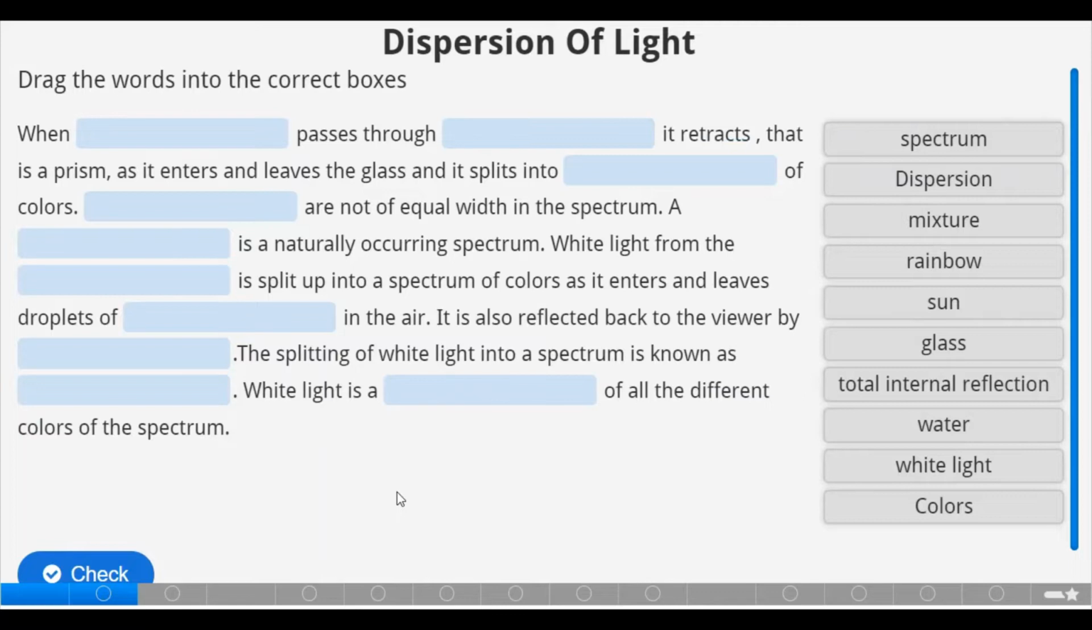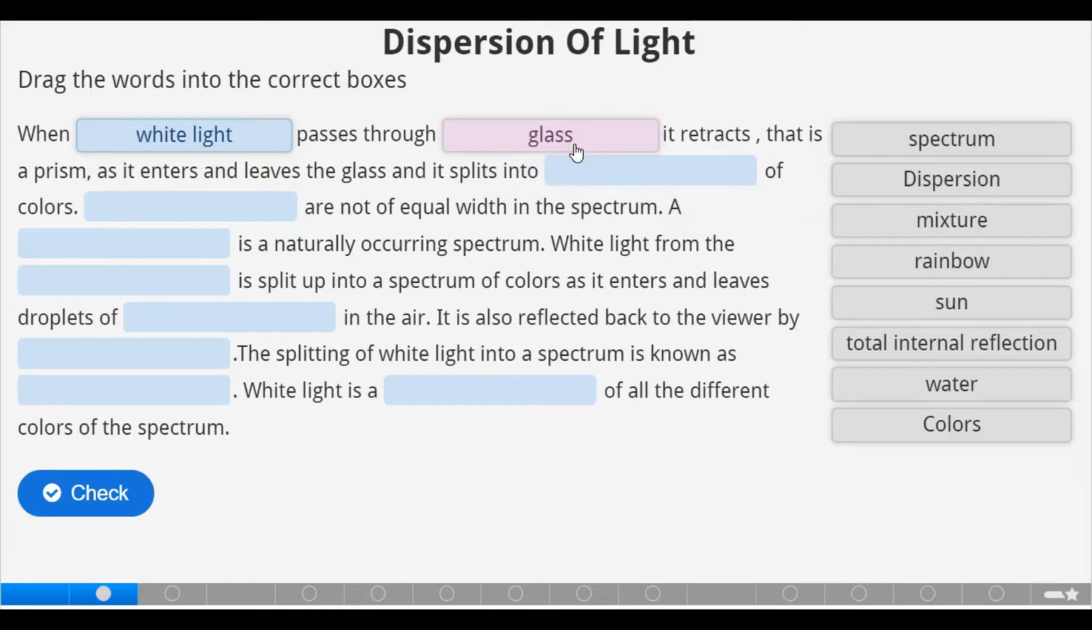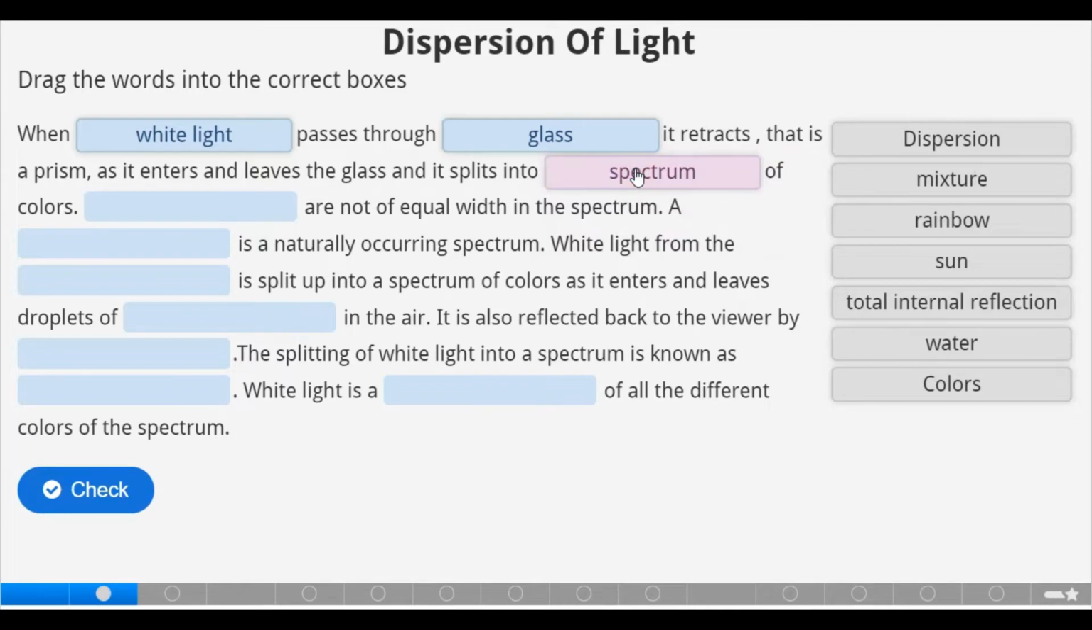Dispersion of light. For us to be able to define the dispersion of light, we are going to drag the following words into the correct boxes. When white light passes through glass, okay, it refracts, that is a prism. As it enters and leaves the glass, it splits into a spectrum of colors.